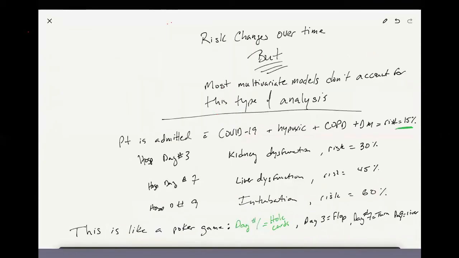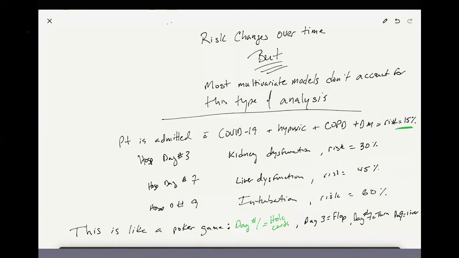All right, so like any game, risks change over time. So most multivariate models don't account for that type of analysis. Most multivariate models just look at things in a static way over the entire period of the study. And so I'm going to give you an example of what they don't do, what they can do if you get more sophisticated with this. The patient admitted with COVID-19, they're hypoxic, they have COPD and diabetes, and their risk of death is 15%.